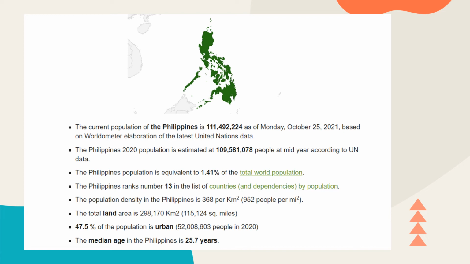We also have the total land area, which is 298,170 kilometers squared. And with this, we have 47.5% of the population, which is urban. And the median age, or the center age of the Philippines, is about 25.7 years. So, ibig sabihin, kung nasa 25 to 26 years old ka na, you belong to the center age of the Philippines.